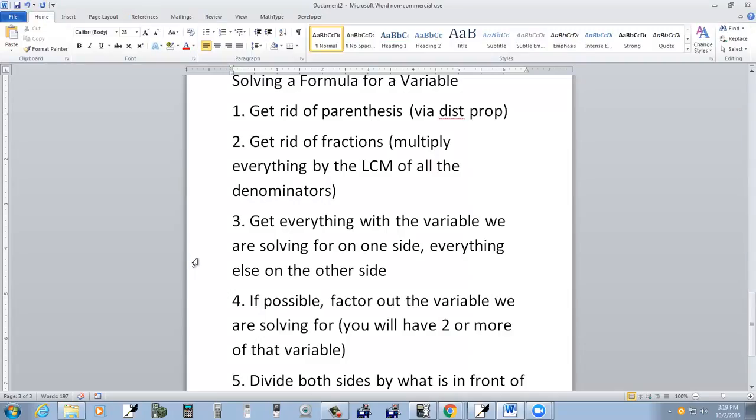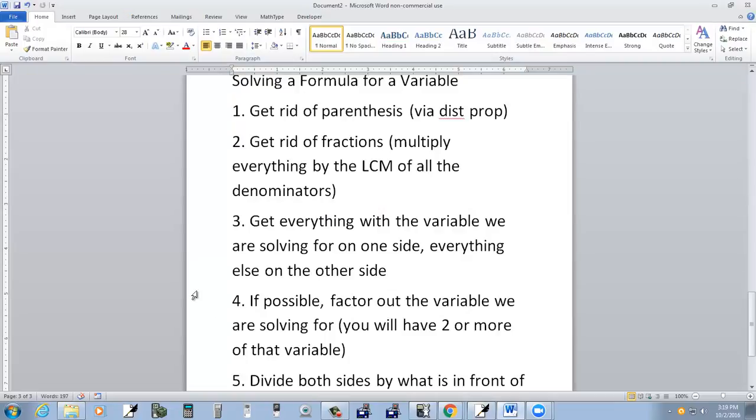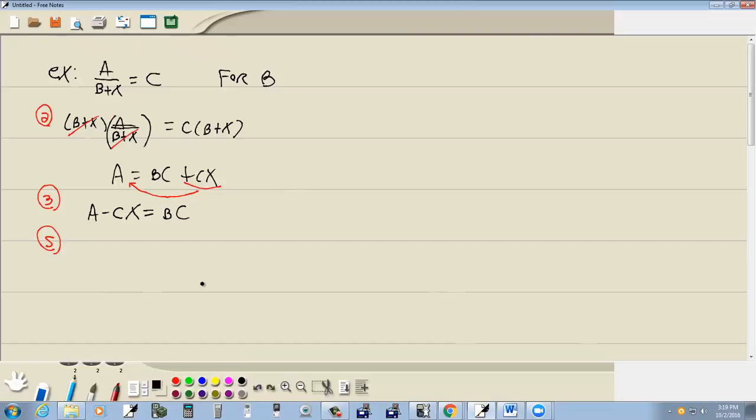Step 4, if possible, factor out the variable we're solving for. You'll have 2 or more of that variable. We only have one b over here. We'd have to have 2 b's for us to factor it out. Step 5, divide both sides by what is in front of or back of the variable we're solving for. We're solving for b, and there's a c after it, so I divide both sides by c.